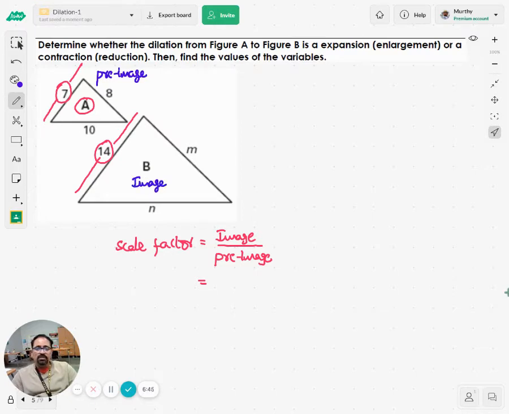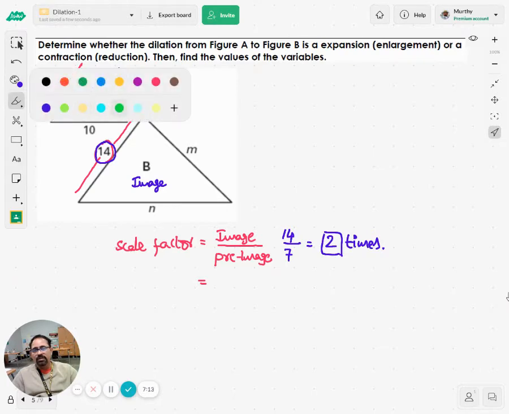So taking one of the sides of the image, I'm taking 14 here, and the pre-image value is 7, so 14 over 7 gives me 2. Therefore, the original figure is enlarged by 2 times. That's the scale factor. So with 2 times, from here onwards it's going to be easy.